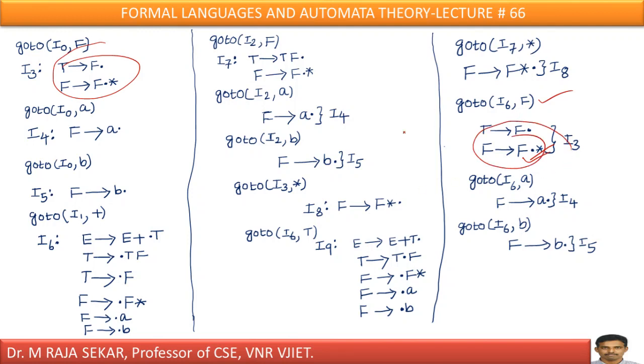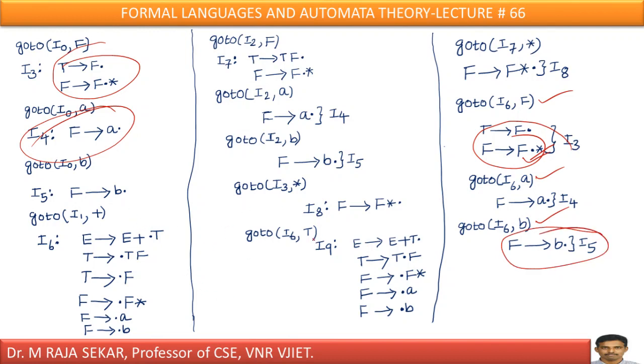Yes, I6 comma T we completed. I6 comma F we completed. Even if I write I6 comma A, what will I get? I6 comma A means F goes to A dot, and it is already there in I4. I6 comma B, if I write, what will I get? F goes to B dot, it is already in I5.